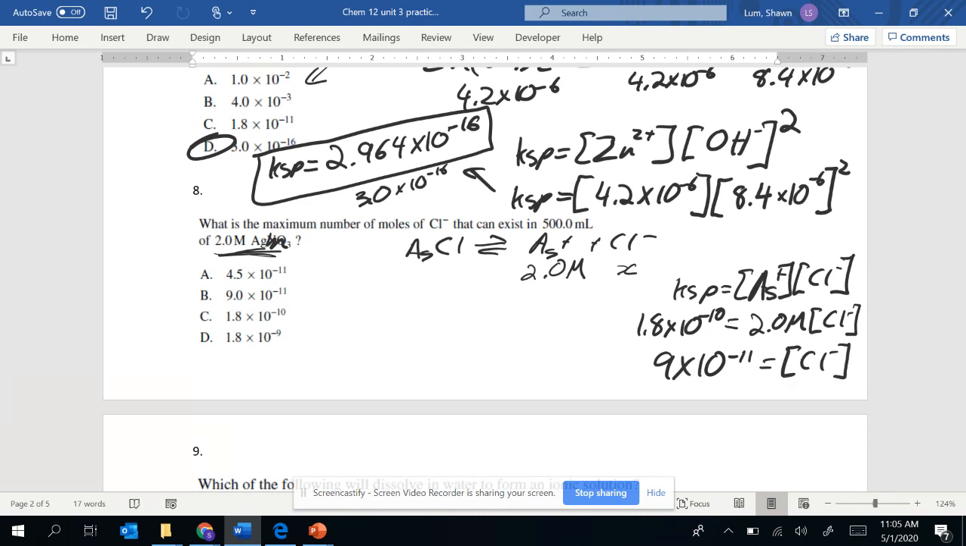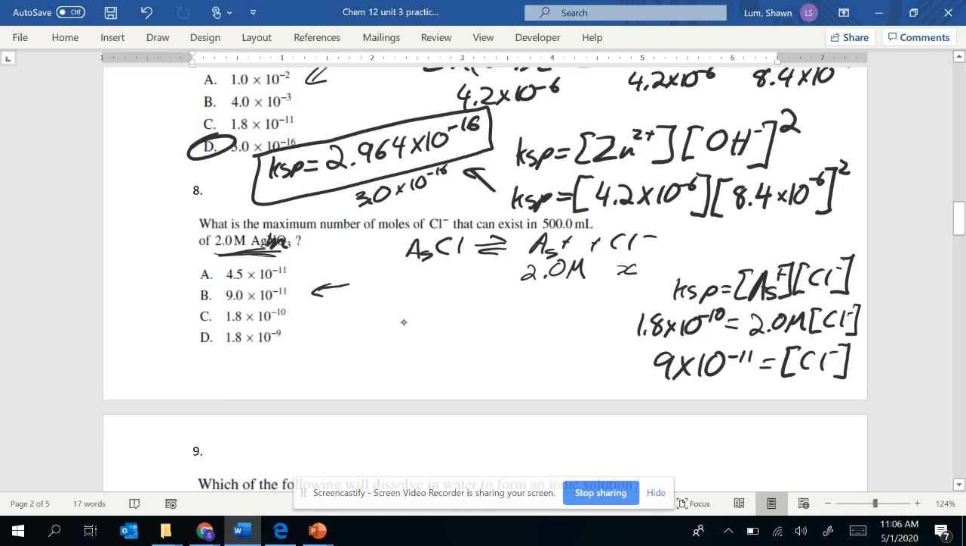Okay, now this is where the question gets tricky, because we obviously see that answer right here, and a lot of people are going to be circling it right away. But the question doesn't say what is the concentration of chlorine. It says how many moles of chlorine can there be. Okay, and that's why they threw in that 9 times 10 to the minus 11 right there.